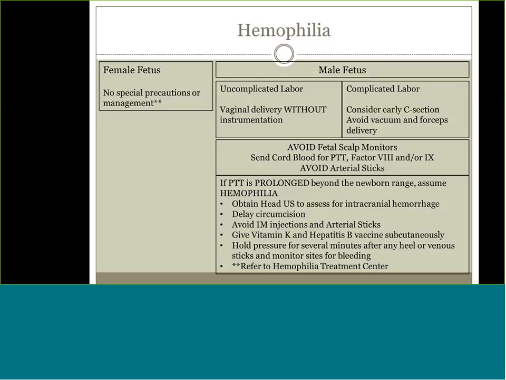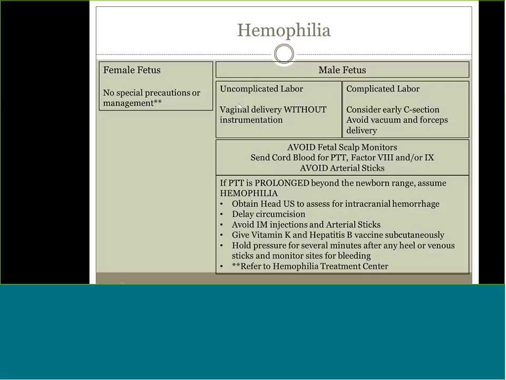Again, because hemophilia A and hemophilia B, factor 8 and factor 9 deficiencies, are X-linked. Hemophilia C, factor 11 deficiency, is autosomal recessive and a little bit more variable and much less common, thankfully. So if this is a family with a history of hemophilia and it's a female fetus, no special precautions or management. Typically we would recommend referring her at some point to a hemophilia treatment center, just so that she could be assessed for her carrier status, because that will have implications for her as she grows up.